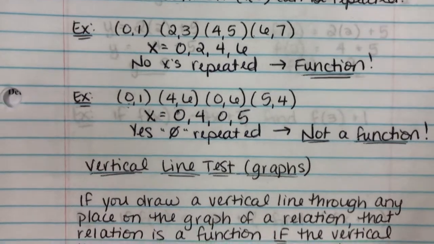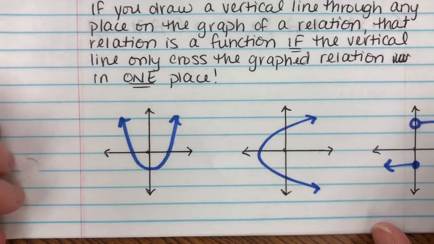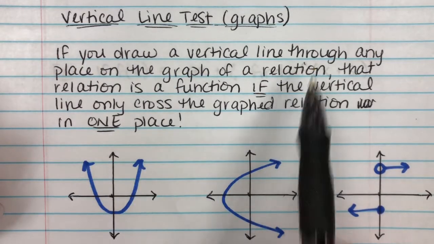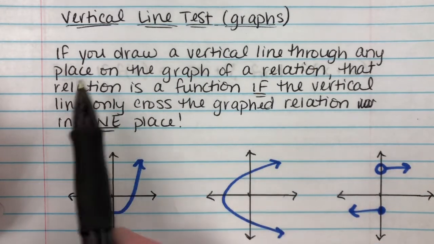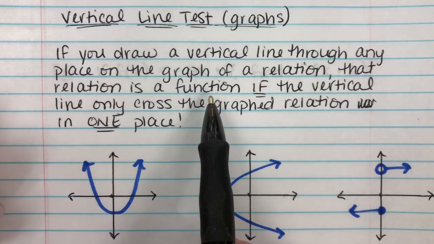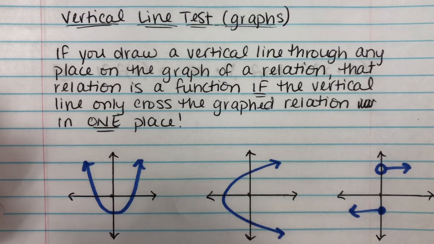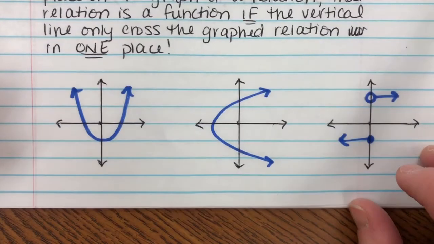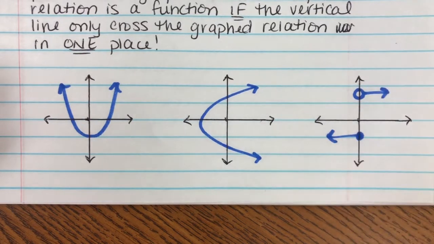So if we were going to graph a function, I'll read this first and then show you my graphs. If you draw a vertical line, a straight up and down line, through any place on the graph of a relation, that relation is a function if the vertical line only crosses the graph in one place, okay? So here's 3 different types of graphs.